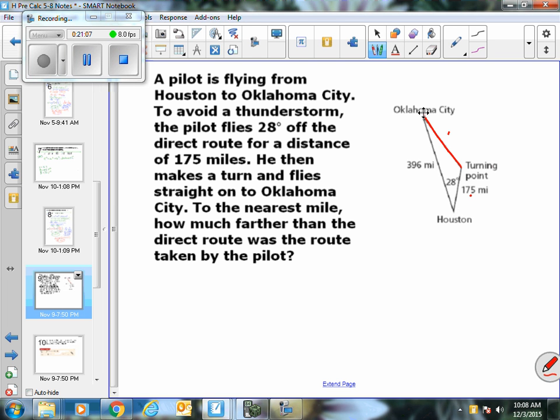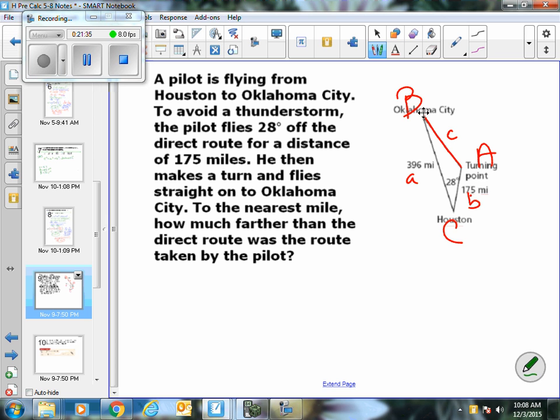So now in a real life setting, they don't have labels. So it might be nice if we put labels on this so we had something to talk about. I'm going to call Houston C, it doesn't matter. Then I'm going to call my turning point A, and my Oklahoma City B. It really doesn't matter, but it makes it easier to substitute into the formula if you think of it that way. So the side that we're looking for is little c. Our 396 would be little a, and our 175 would be little b.